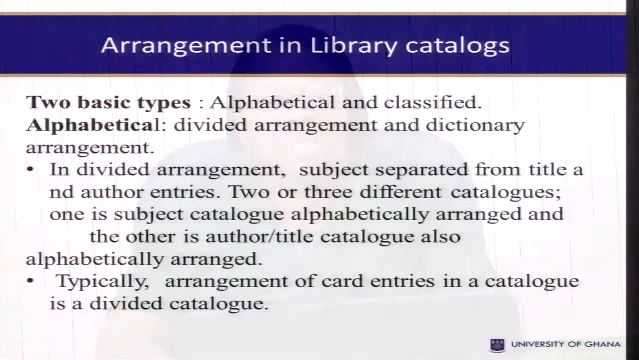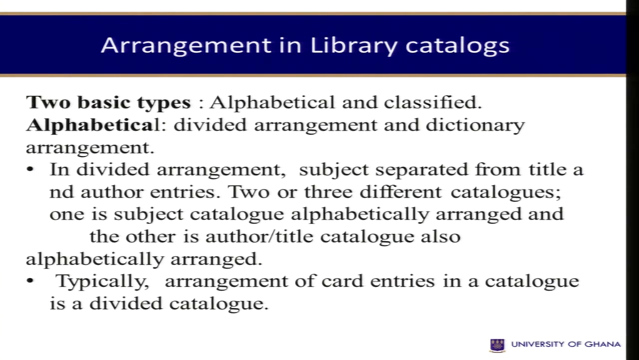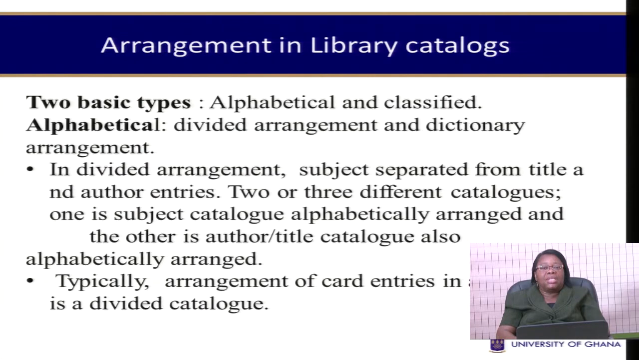Now let's look at the arrangement in library catalogs. We do have two typical kinds of arrangements. We have the alphabetical arrangement and we have the classified arrangement. And within the alphabetical arrangement, we have a divided arrangement and a dictionary arrangement. Let me briefly explain what we mean by divided arrangement, where the subjects are separated from the title and the author entries. So when you have a divided arrangement, we can have author catalog, we can have title catalog, we can have subject catalog. Usually, we have the author title catalog in one arrangement and then the subject catalog in another arrangement. And typically, when the cards or the information are arranged, it is usually in an alphabetical order.